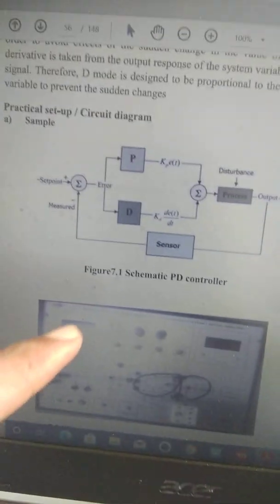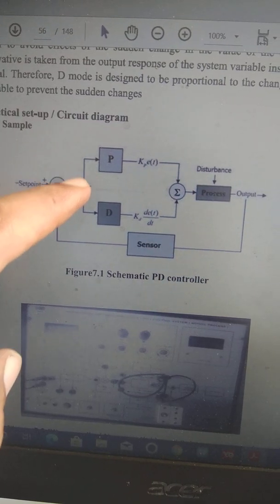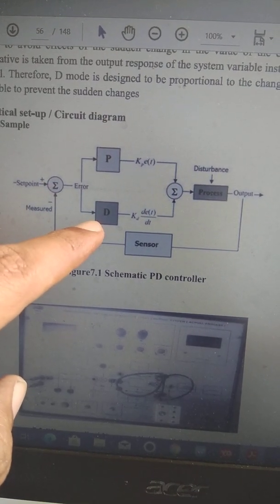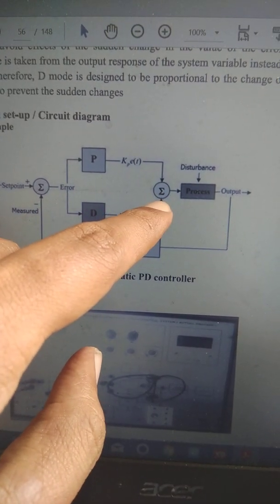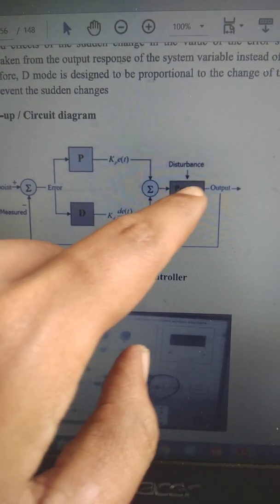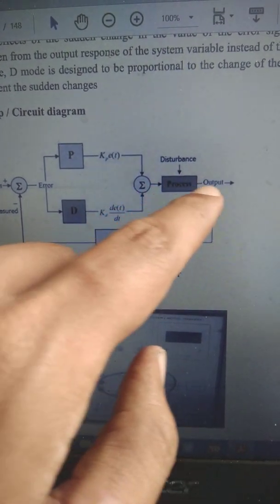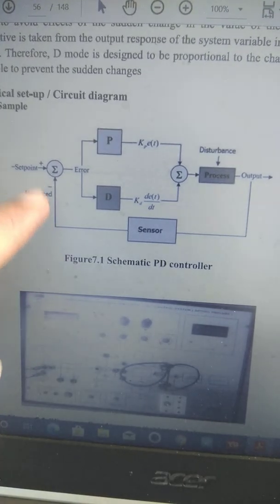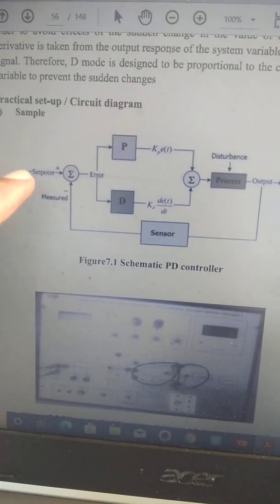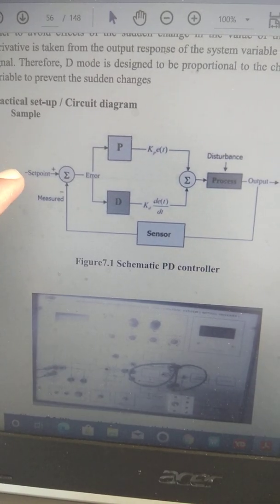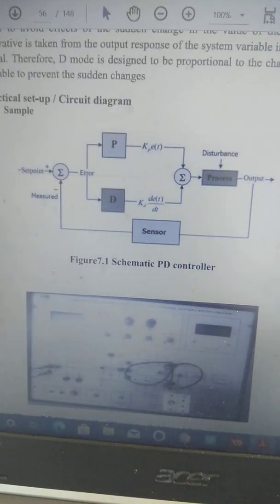In this diagram, P mode of control action is combined with D mode of control action, and both of them are added together at this point. Output of the quantity is given back to the input, and it is compared with the set point by using a sensor. It is a theoretical diagram.